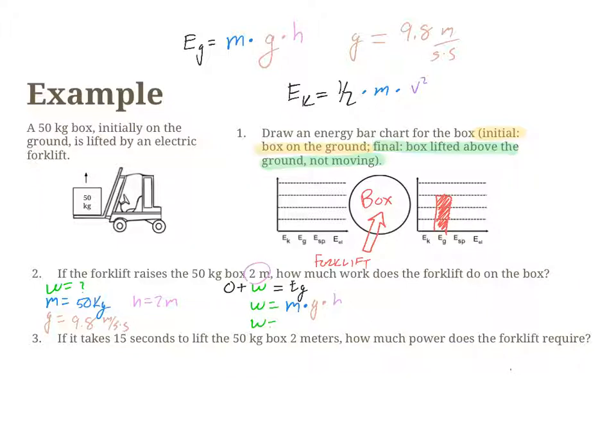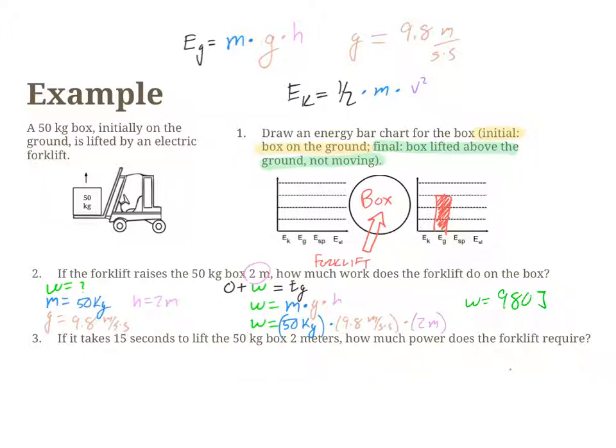So to substitute in, it's going to be 50 kilograms times 9.8 meters per second squared times 2 meters. And when I plug all of that into the calculator, I get a value of 980 joules. So that's the amount of work that's put in.